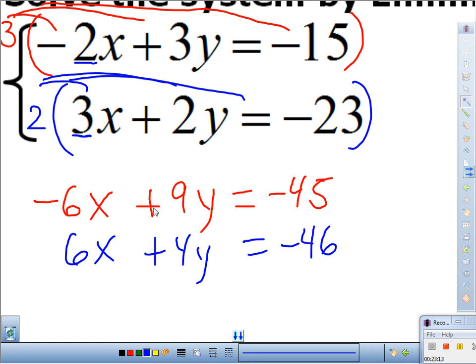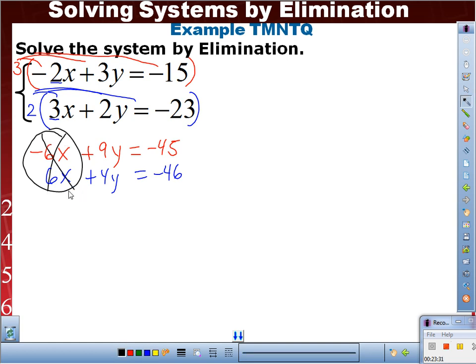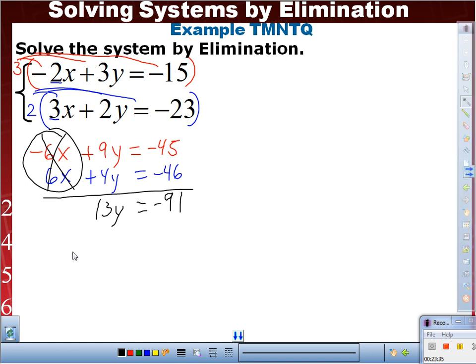Do we know what to do from there? Yeah, finish it off, please. Go. Copy and solve. All right, let's see. Here goes the process. Eliminate the 0 pair. We're left with 13y equals negative 91. Yes. Divide by 13. Divide by 13. Y equals negative 7.